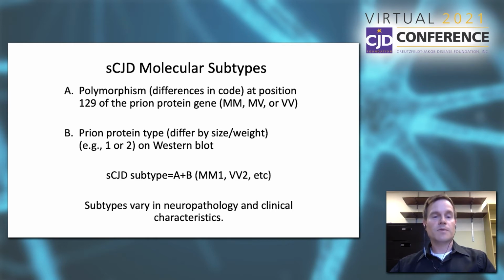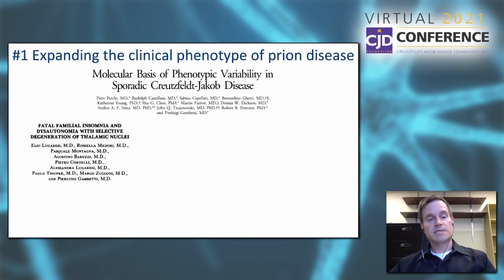And then we combine that with the prion protein type, which is basically demarcated by size on what we call a Western blot. And these are called, at least in Dr. Gambetti's classification system, type 1 or type 2. So for sporadic CJD, we combine that codon 129 polymorphism with the prion protein type, and we come up with a subtype that sounds like MM1, MM2, VV1, MV2, and so forth. This really has done a lot for the field and has really helped us learn a lot about prion disease in general.